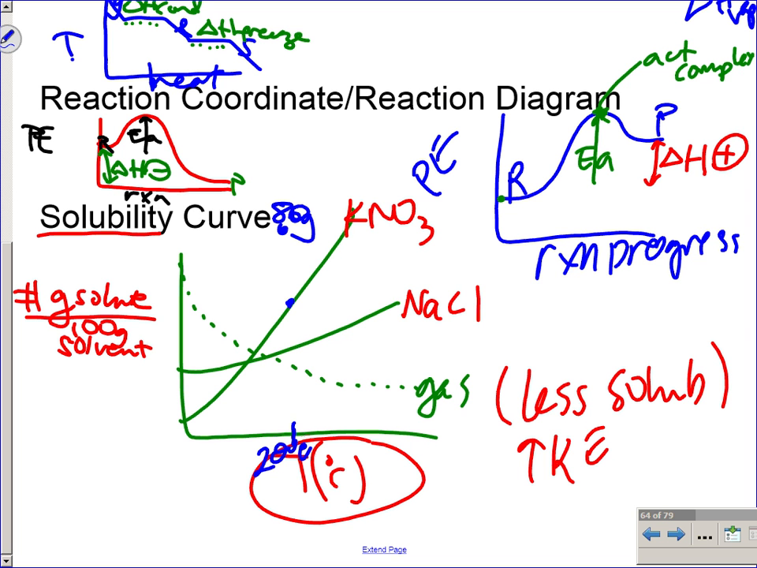At 20 degrees Celsius, let's say this is like 50 grams of potassium nitrate. So 50 grams would be a saturated solution. If I put in 80, 30 grams would precipitate out or crystallize because it's supersaturated. But what if I put 20 grams in? Unsaturated. And how much more could I add to make it saturated? 30.